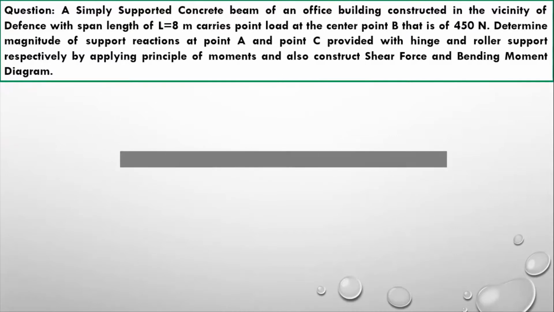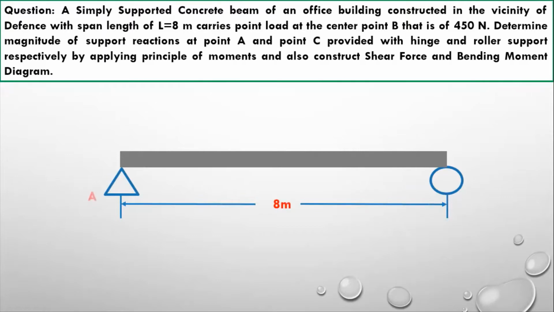Let's start. There is a beam and we have the hinge support and the roller support. The beam length is 8 meter here. You can see this is point A, point B and point C. Point B has the load; at the center we have the point load of 450 Newton. So how can we do that? We have to find the support reactions first.